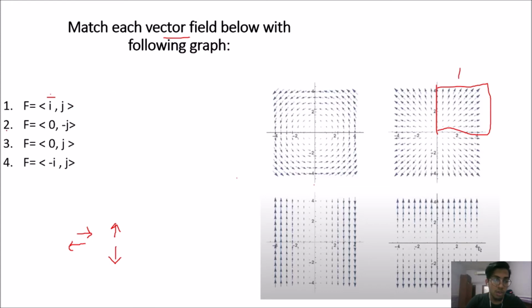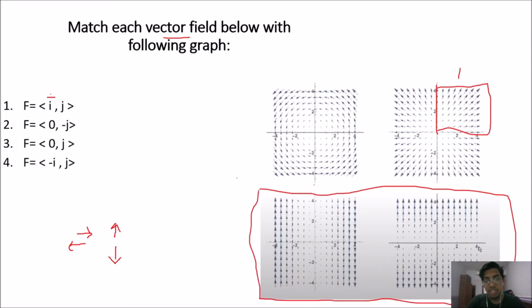So we proceed to number 2, that is 0 and negative j. What is meant by 0? It means that in the horizontal direction there is no movement. So the only ones applicable are these two graphs. So we have to know whether these are negative or positive. We know that this is negative j, and that means in the vertical direction it will move down. So the only one applicable is this one. So this one is number 2.